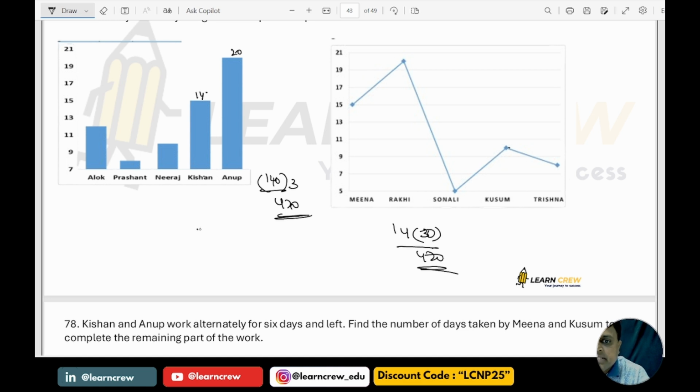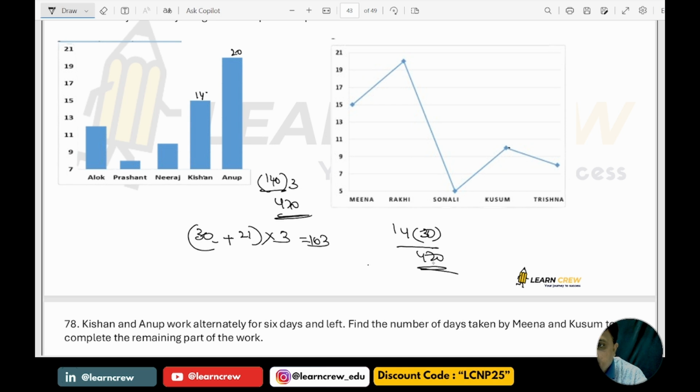So Kishan can do 30, Anup can do 21. 30 plus 21, 51. 51 alternately they are working for 6 days means 3 days each. 51 into 3, 153 is done. Now here 30 is the work, 420 is the work. 15 days 420 means 28 units per day.